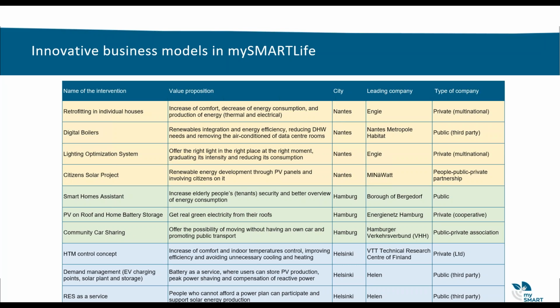And finally, in terms of Helsinki, we studied the HTM control concept, which increased comfort at home, and it also allows to control indoor temperatures. The second one was the demand management, which is introducing the idea of batteries as a service. And finally, RES as a service, which offers the possibility to participate in solar energy production to those people that cannot afford a power plant for themselves, which is also a very interesting idea.